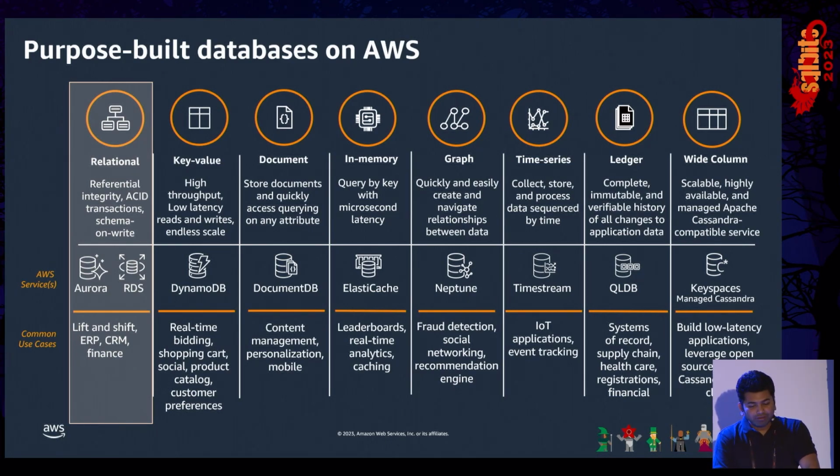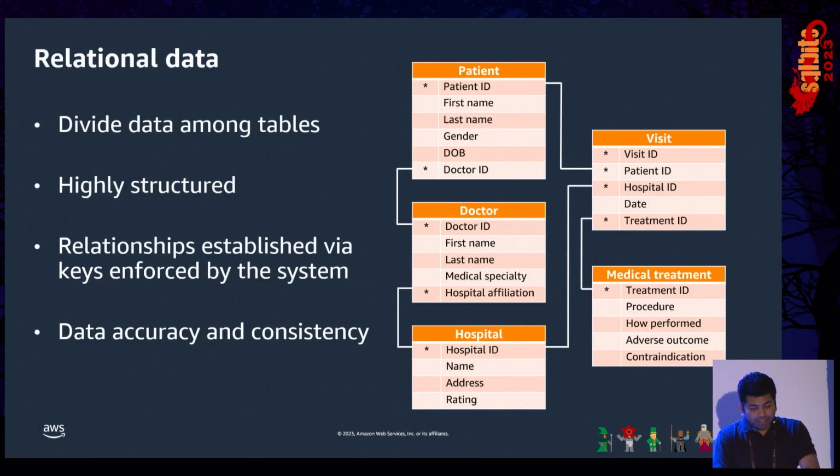We have a service which is called RDS, right? And for that, we will design it as per relational. So this is not something which is new to us. We have data in tables, tabular format. You can have primary keys, foreign keys, and so on and so forth, and you are able to simply have it on your database, right? So you get extremely high accuracy and consistency.